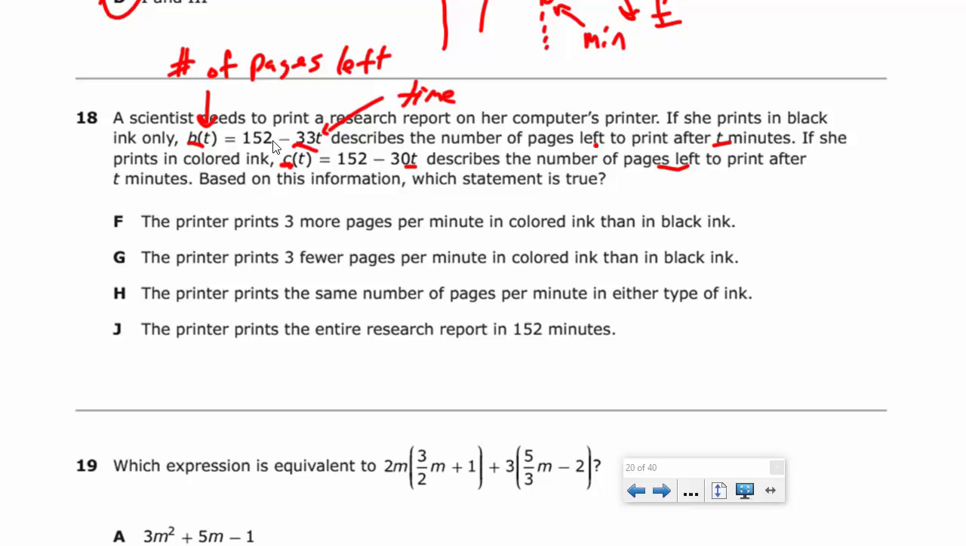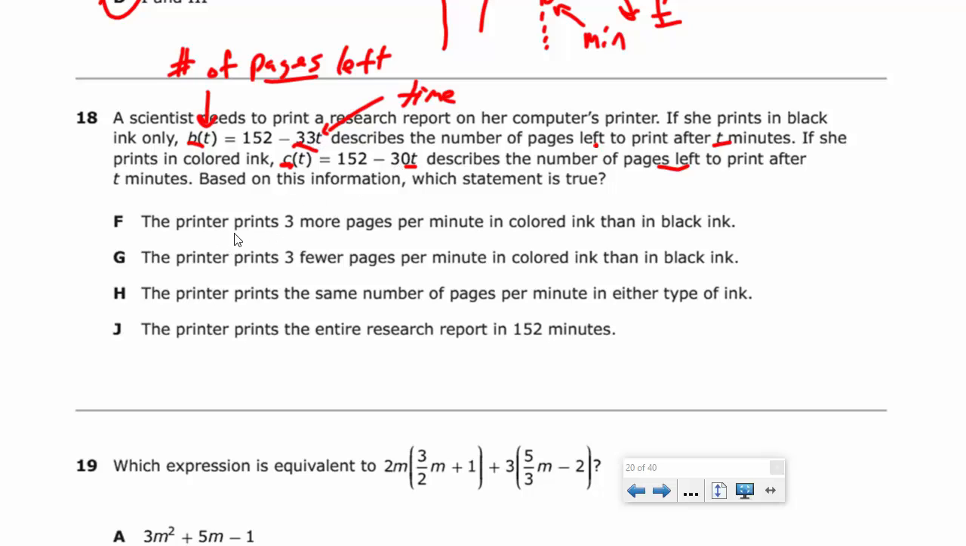So 33 pages per minute, and then after you subtract what you printed, this is what you have left, that you have pages left that haven't printed. So black ink prints 33 pages per minute. Colored ink prints 30 pages per minute, all right? So as it turns out, black ink prints 3 pages more per minute than colored ink does.